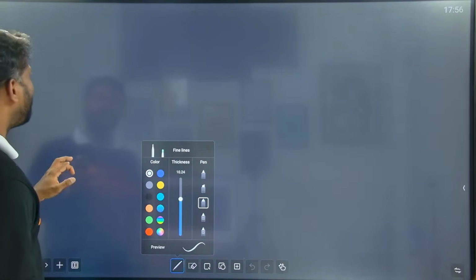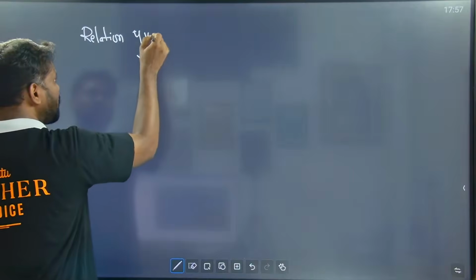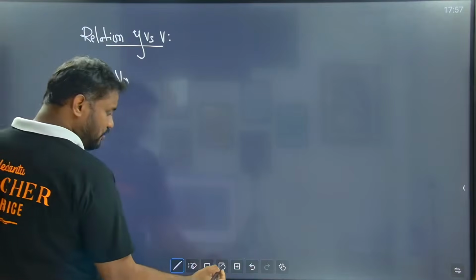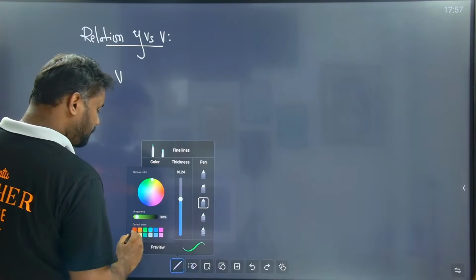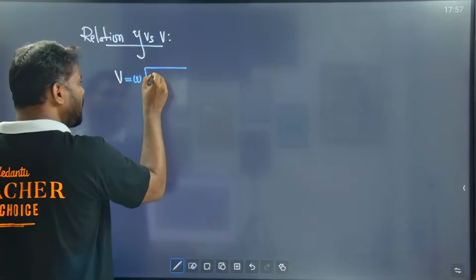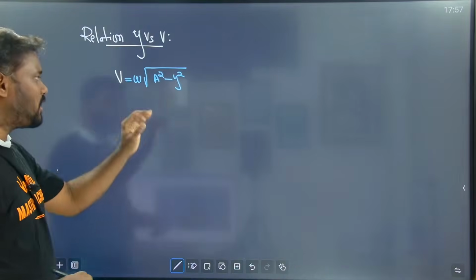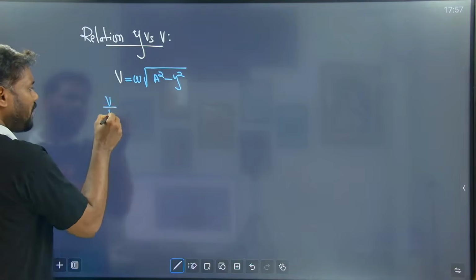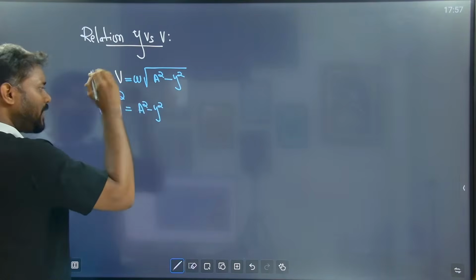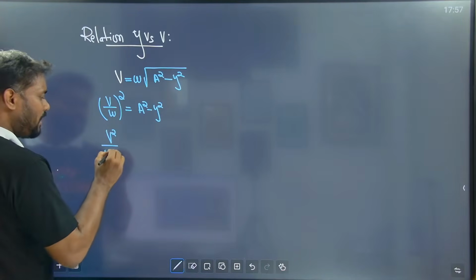The relation between displacement and velocity: displacement y versus v. We are going to deal with this one. Right? How can we represent the velocity? v is equal to omega root under a square minus y square, right? A square minus y square. I'm going to deal with the relation between v and y, so I'm going to rearrange this equation. So v by omega, whole square, because there is a root, squaring cancels the root, equals a square minus y square. Clear? Now we can rearrange this one. So what do we get? v square by omega square. Then what will this become?